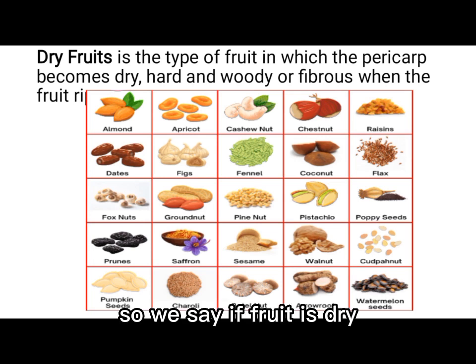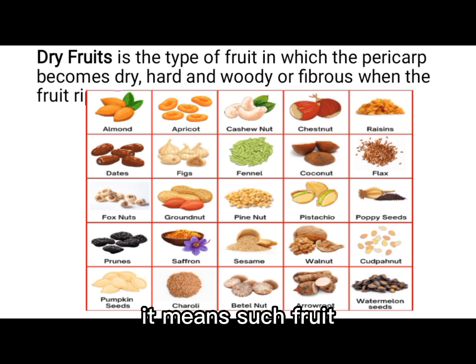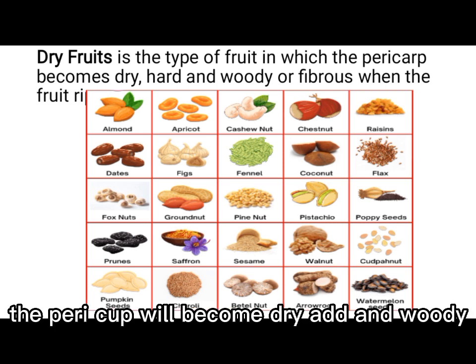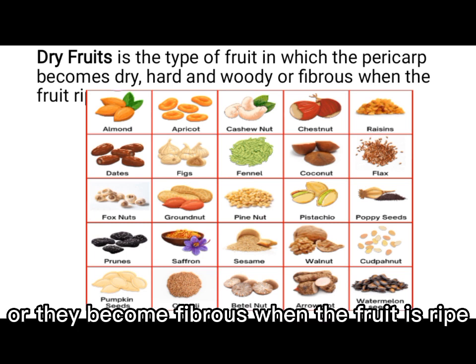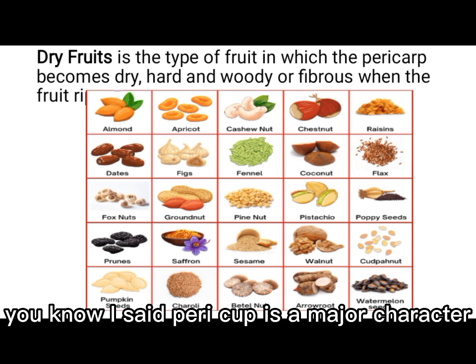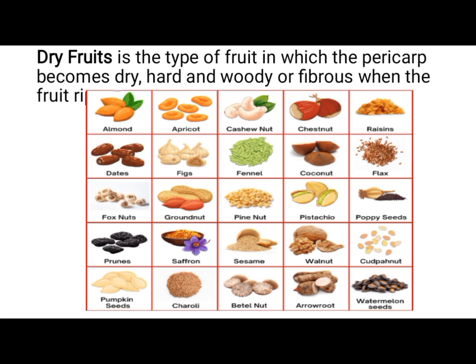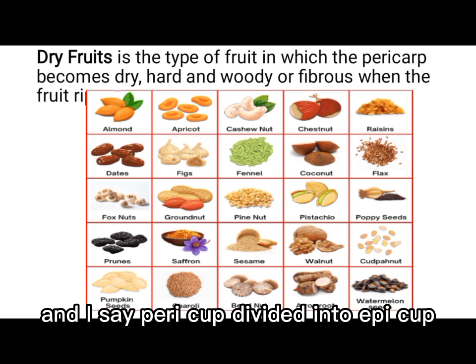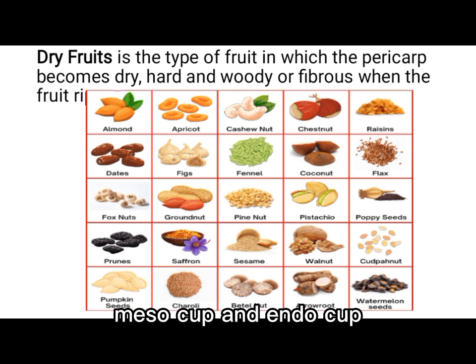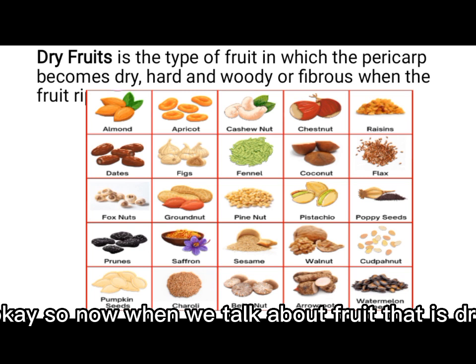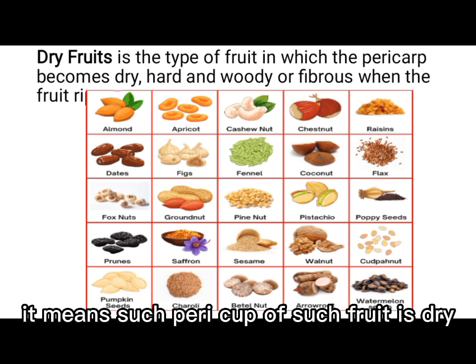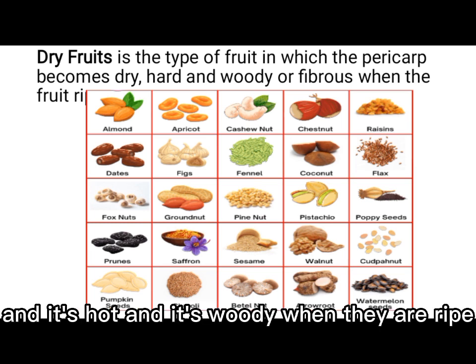Then we move on to the fruit that we refer to as dry fruit. When we say a fruit is dry, it means the pericarp will become dry, hard, and woody, or fibrous when the fruit is ripe. I said pericarp is a major characteristic of all fruits. Some have their pericarp fused together, some have it separate, and pericarp is divided into epicarp, mesocarp, and endocarp. So when we talk about fruit that is dry, it means the pericarp is dry, hard, and woody when ripe.